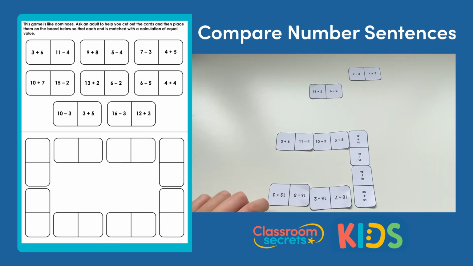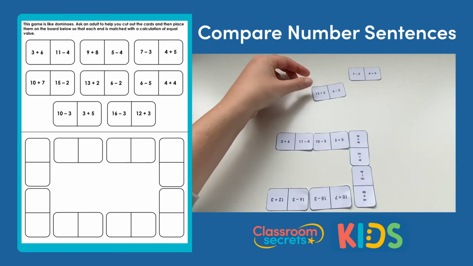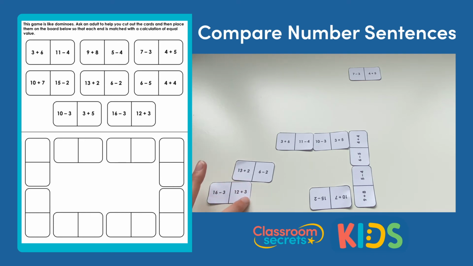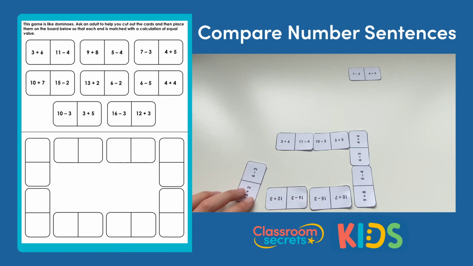I've got space for 2 more cards here. I'm just going to flip this round. I need 12 add 3. So one that matches 12 add 3. Well, I know that it will be 13 and 2, because the first number increases by 1. 12 plus 1 is 13. And the second number increases by 1. So 2 plus 1 is 3. So I'm going to match those together as well.